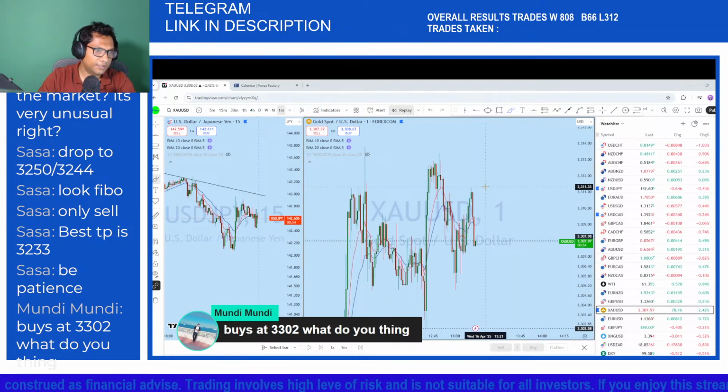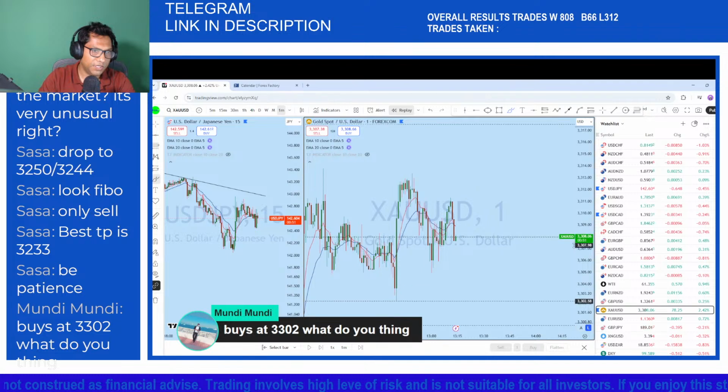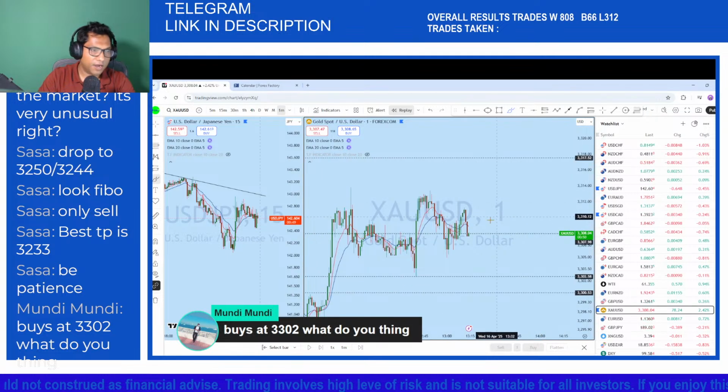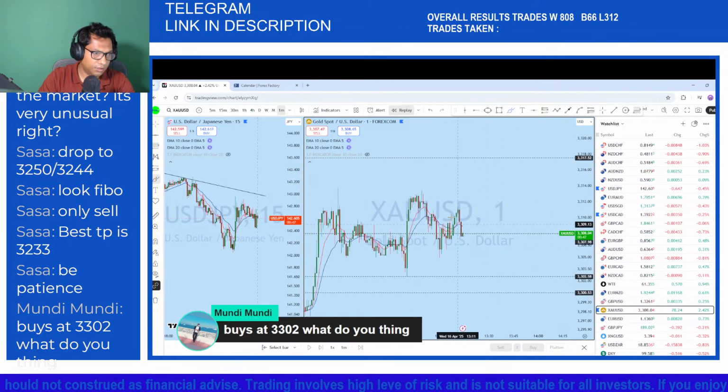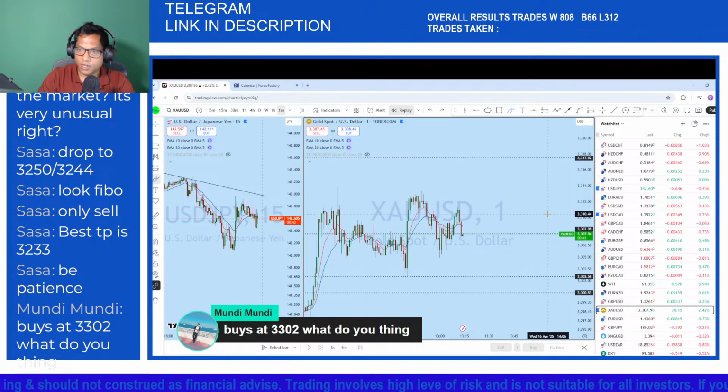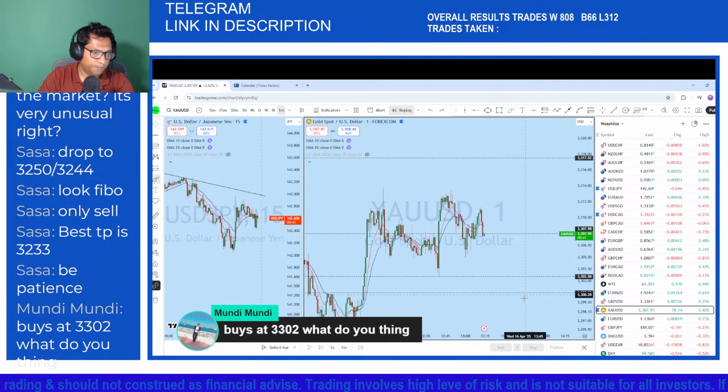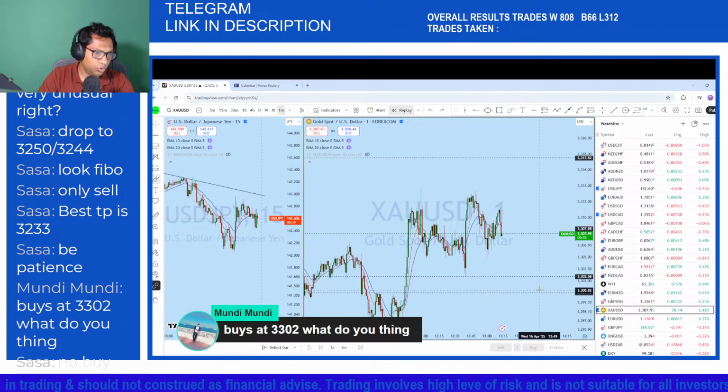All right, as you can see, after the break of this high, the market started to break below, and that's what we're waiting to see: the market break the support and then possibly come back here with the fair value gap.